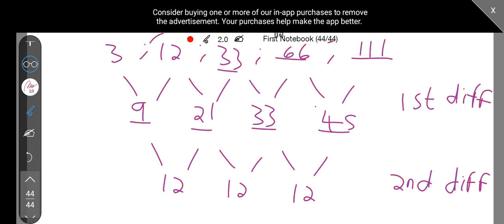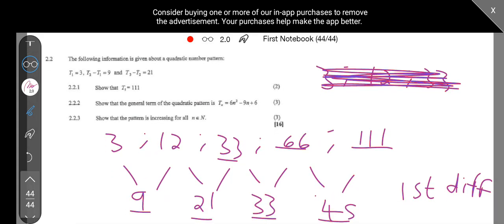And we know that to get this one, you add these ones. To get this one, you add these ones. And to get this one, you add these ones. Meaning to get 111, which is term number 5, which they are looking for, you will add 66 plus 45. I hope you understand this. So we can go on and say that the answer there is given as 111.